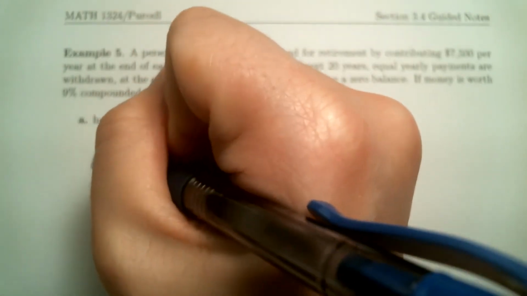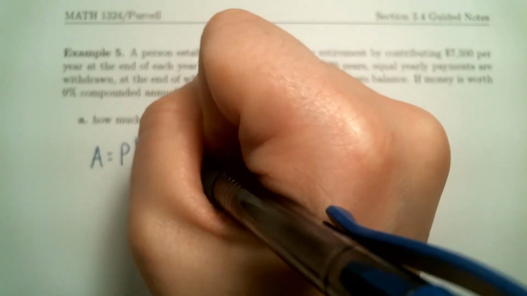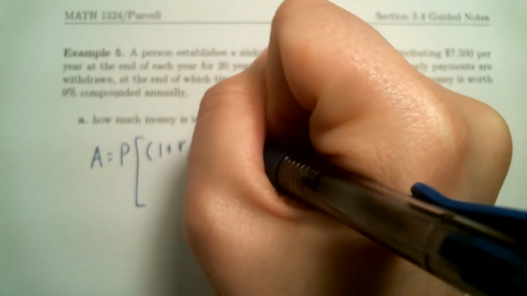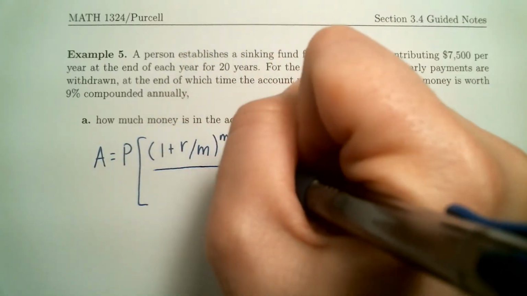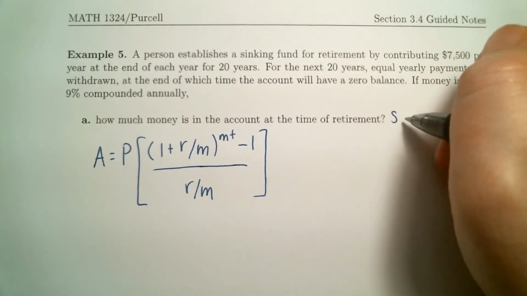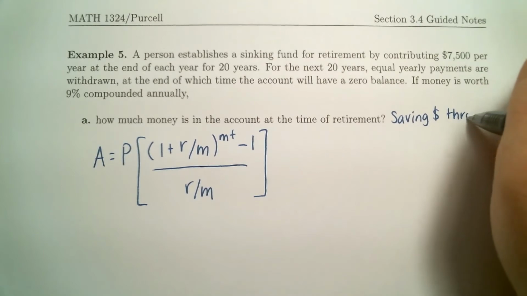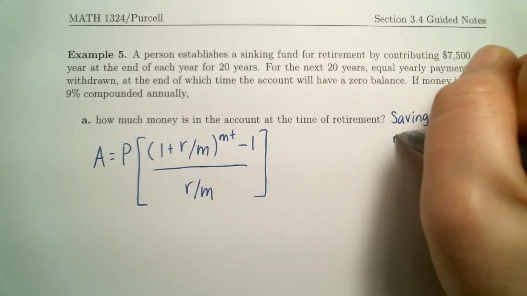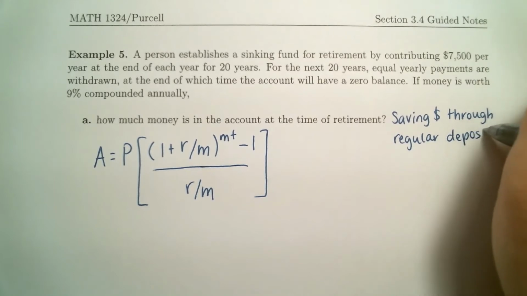We have to go back and use this formula, which we haven't used in a while. So let me go ahead and write it down. Here's our formula, where the person is saving money through regular deposits. That's why we're using this formula.